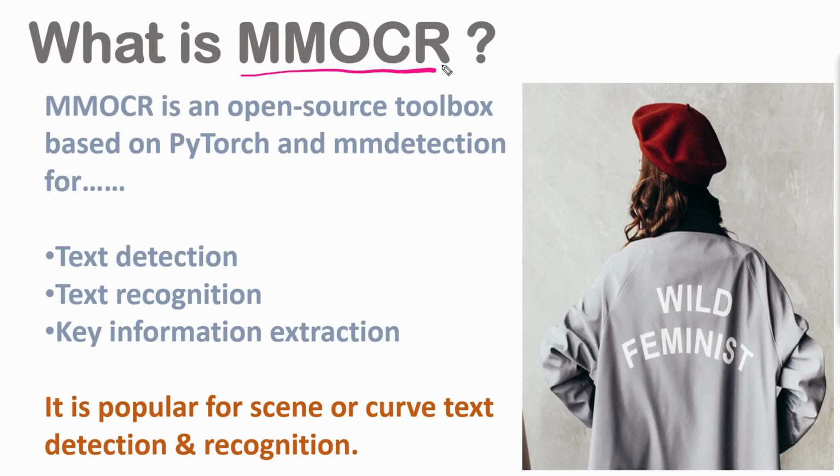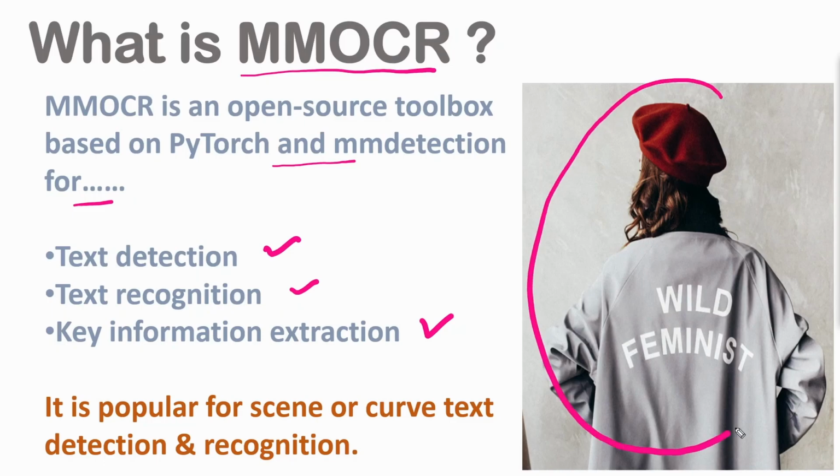So basically MMOCR is an open source toolbox based on PyTorch and MMDetection for text detection, text recognition and key information extraction from the image. So what is text detection? Basically a text detection model or algorithm will find where the text is inside the image. It will return important information like the bounding boxes of the text inside the image, and a text recognition model will find what the text is, like "wild feminist", this text will be recognized.